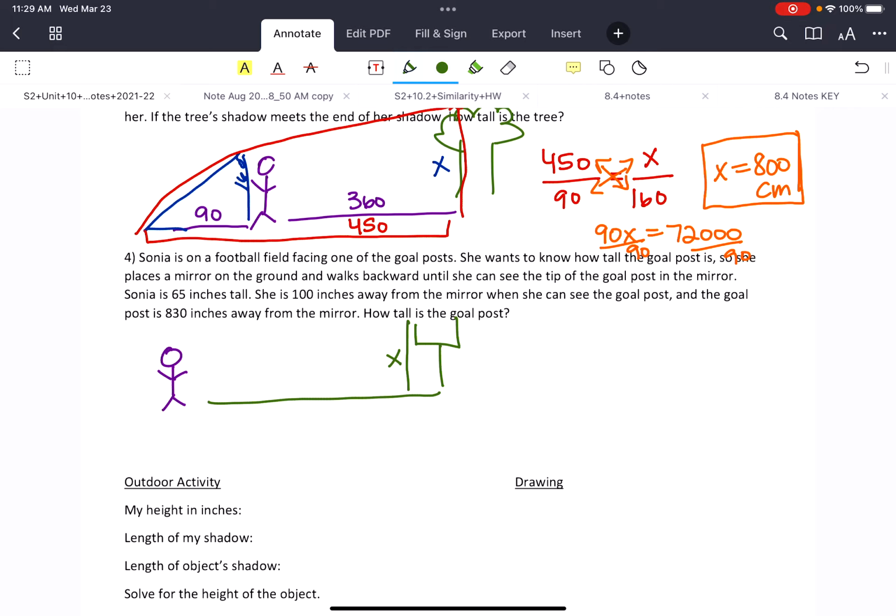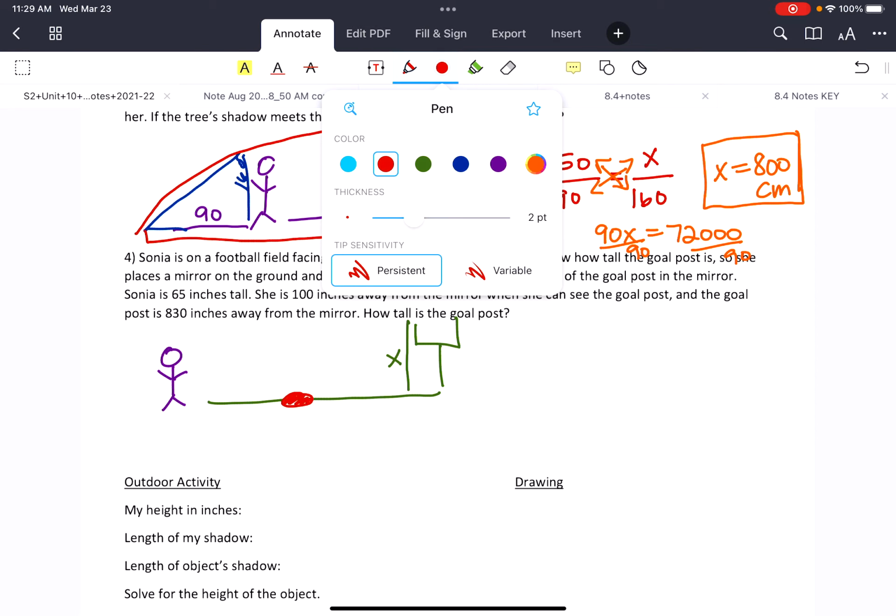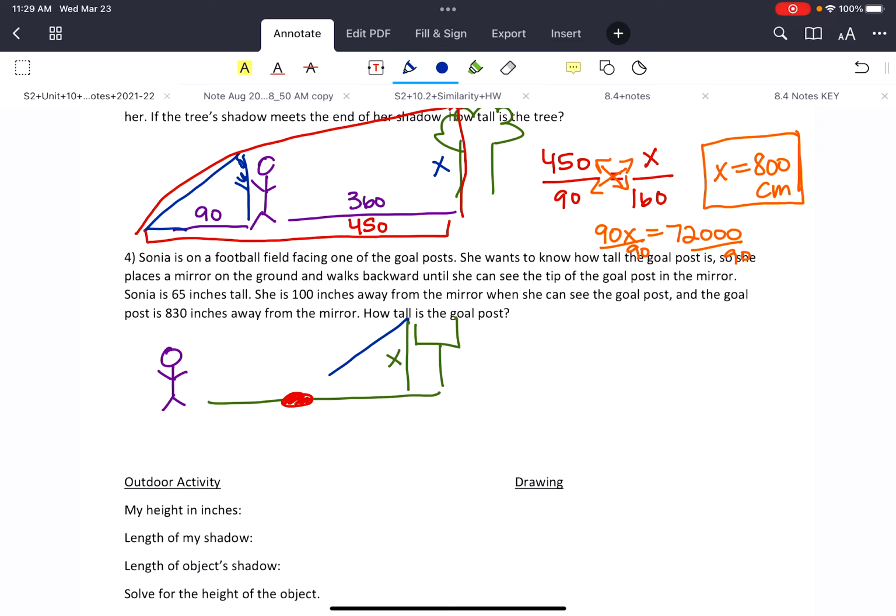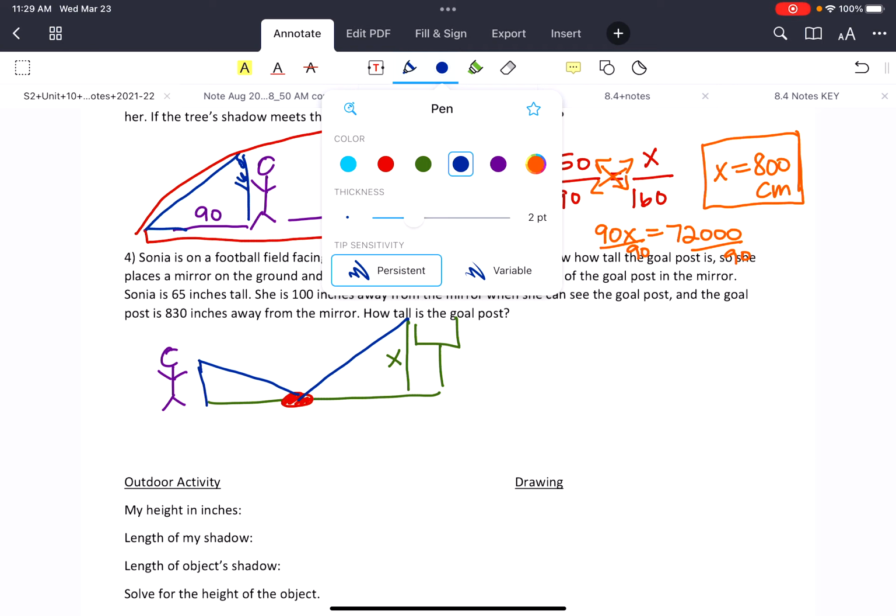She places a mirror on the ground and walks backwards. So at some point, we're going to have a mirror on the ground right here. That's going to be our mirror, so that she can see the tip of the goalpost in the mirror. All right, so that means that we are creating a triangle this way to the mirror and a triangle from her height to the mirror. I guess I don't need to actually connect that to her eyes. So, use your imagination. It's what she can see.